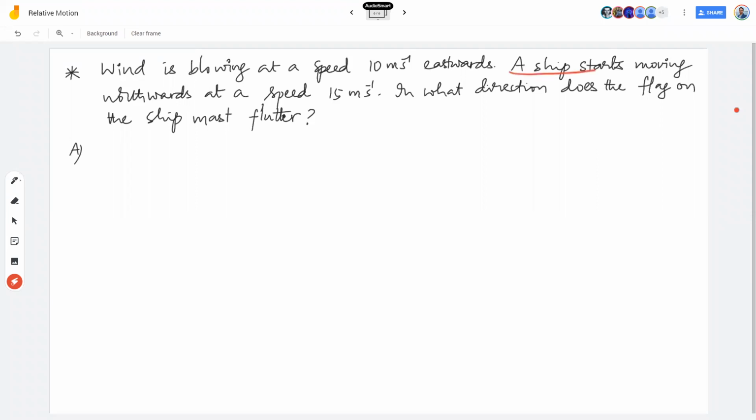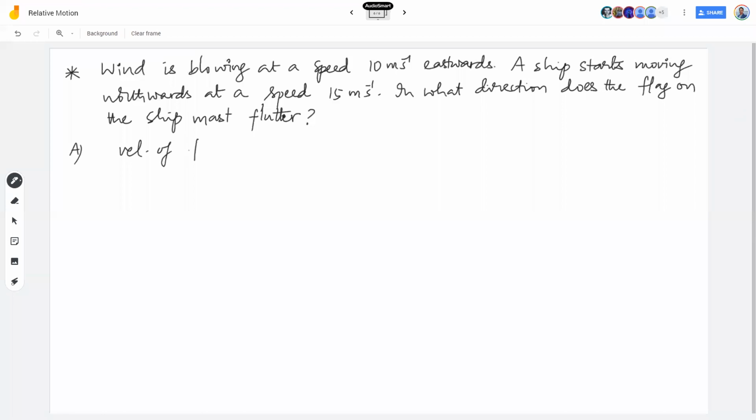The second thing is the ship's motion. Let us say there is no wind and only the ship is moving. If the ship moves northwards, it will make the flag flutter southwards. It's like the smoke of a train. If the train is going northwards, you will see that the smoke goes southwards. So if the ship starts moving northwards, the flag would flutter southwards.